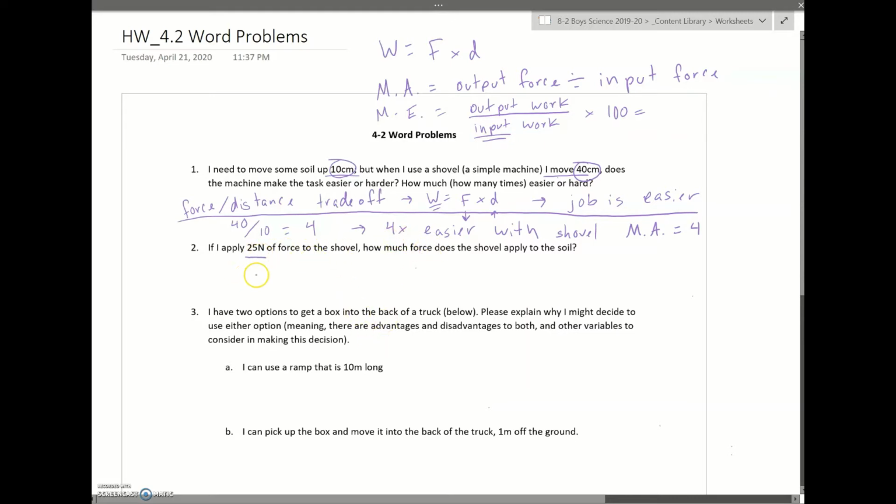So 25 newtons of force times the 4 times mechanical advantage, from question number 1 that we just solved, 25 times 4 means that the shovel is applying a force of 100 newtons to the soil. My scrolling is a little messed up here.